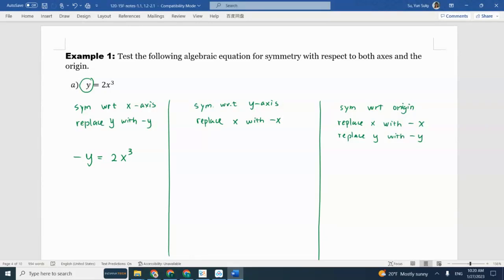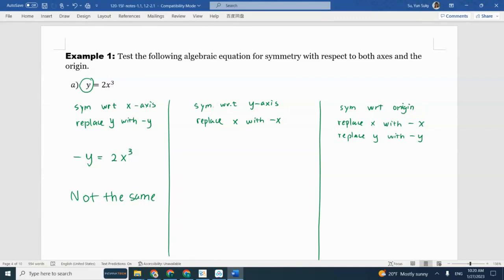Okay, now, are they the same? Are they equivalent? No, they're not the same, right? Therefore, not the same. Therefore, this equation is not symmetric with respect to the x-axis. Okay, how about symmetric with respect to the y-axis?